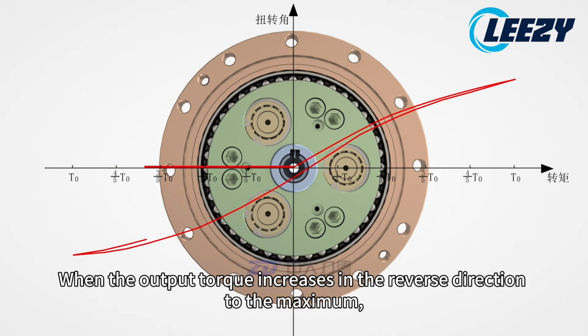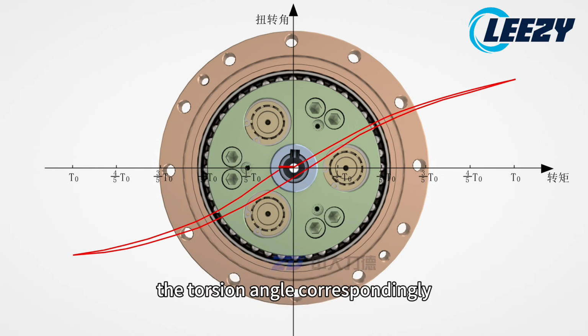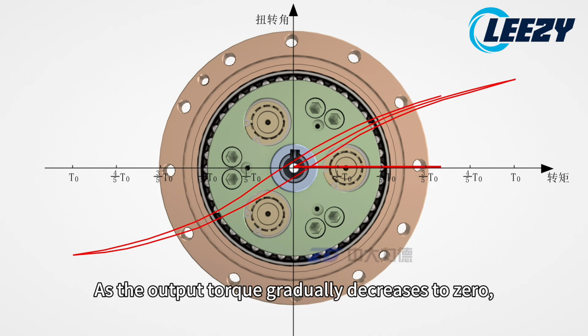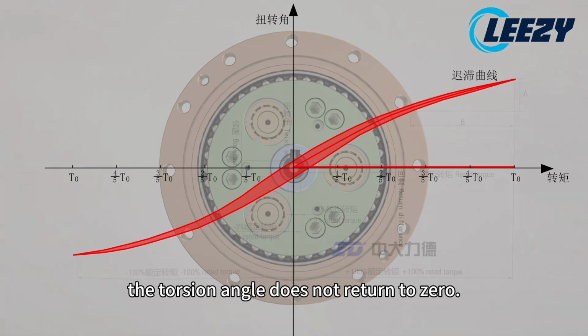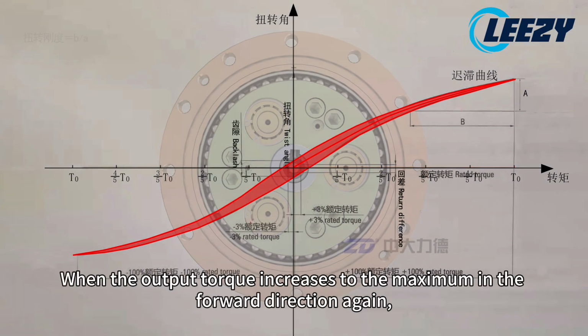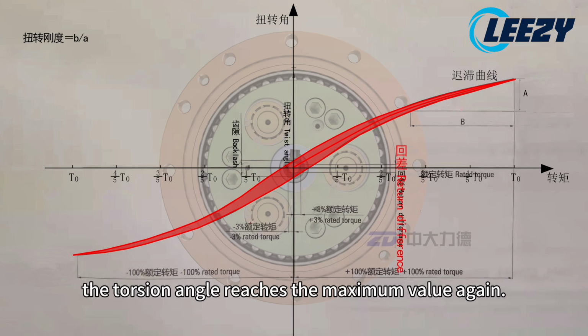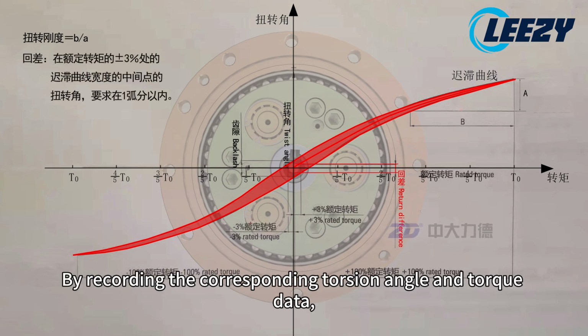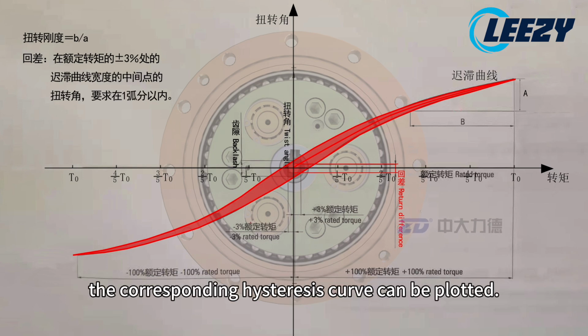When the output torque increases in the reverse direction to the maximum, the torsion angle correspondingly increases to the maximum value in the reverse direction. As the output torque gradually decreases to 0, the torsion angle does not return to 0. When the output torque increases to the maximum in the forward direction again, the torsion angle reaches the maximum value again. By recording the corresponding torsion angle and torque data, the corresponding hysteresis curve can be plotted.